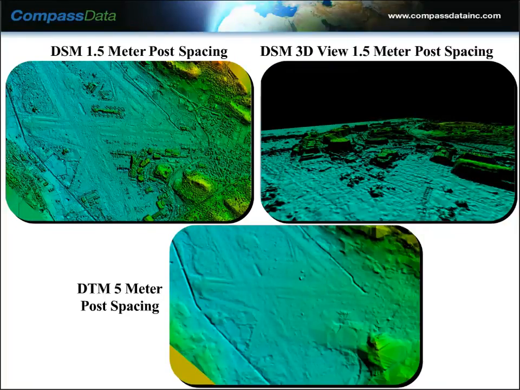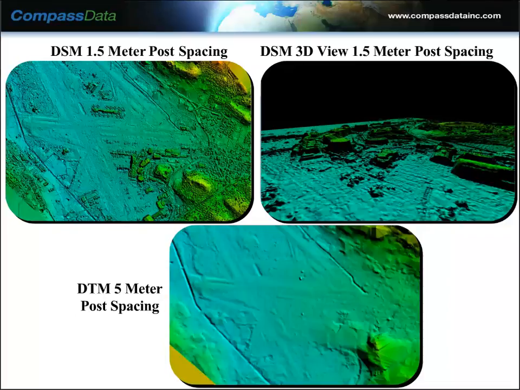So in our database of the 500 airports that we currently have, we have data that looks like this. A DSM at 1.5 meter post spacing, and then you've got the 3D view of that. It shows you the 3D digital surface model generated from the DigitalGlobe satellite image at 1.5 meter post spacing, and then the DTM of that same area at a 5 meter post spacing.